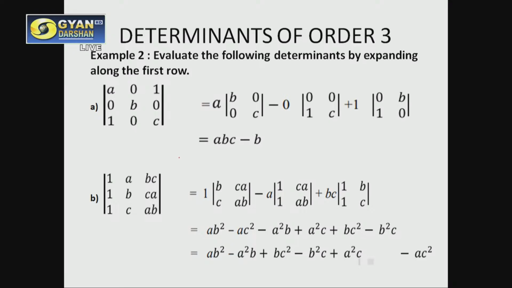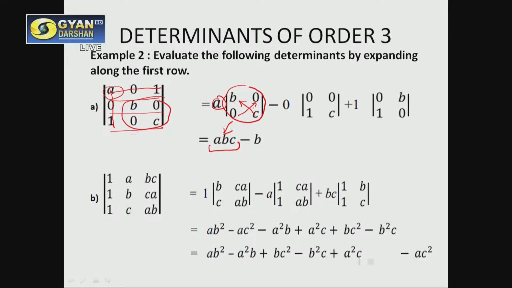Here is an example wherein the first row of the determinant is a01, the second row is 0b0, and the third row is 10c. First is a, the intersection of the first row and first column. So a is taken care of over here. After taking care of a, the remaining determinant is b00c. In order to evaluate this, we multiply this with this and this with this, so b into c minus 0 into 0. So the first expression solves to a into b into c.